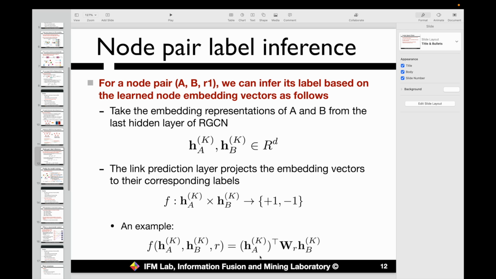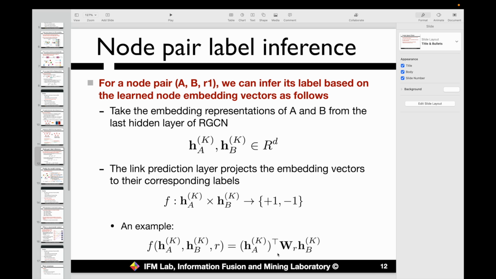Of course, we can further feed this scalar into a sigma function to classify them into either positive or negative classes. So this is the way we can infer the potential labels between A and B as nodes based on their learned representations, HA and HB, we show here. Then we can have the prediction labels by the model for this pair AB for the relationship R1. This WR should be for the relationship R as we define here, and for different relationships, we can have different WR as variables to be learned to infer the labels.